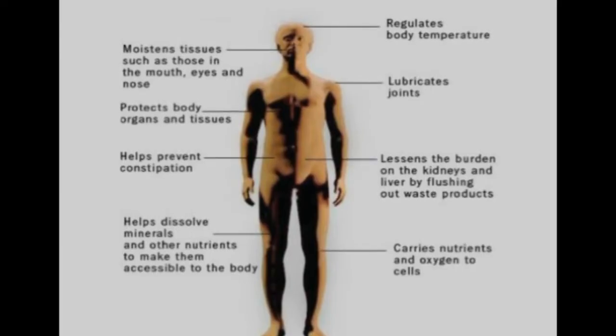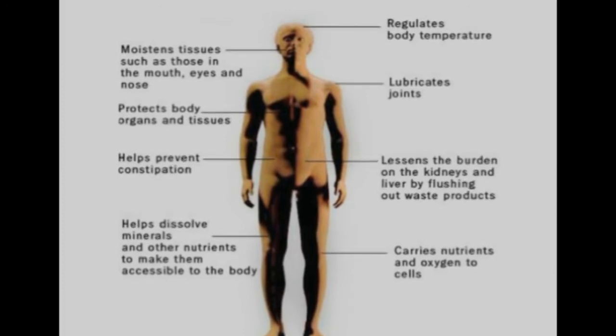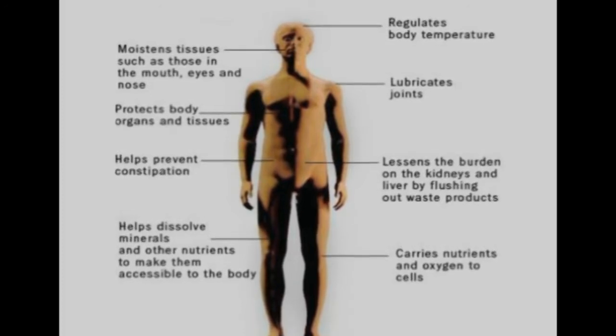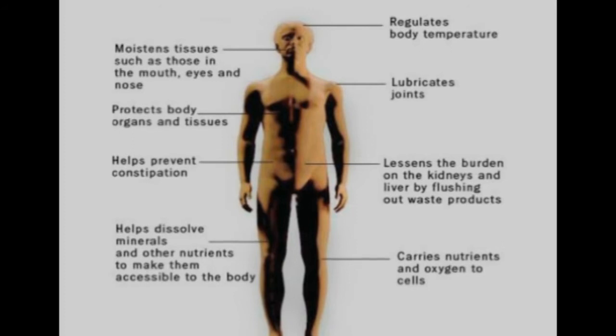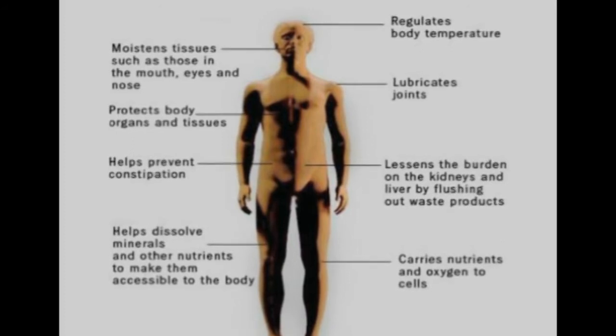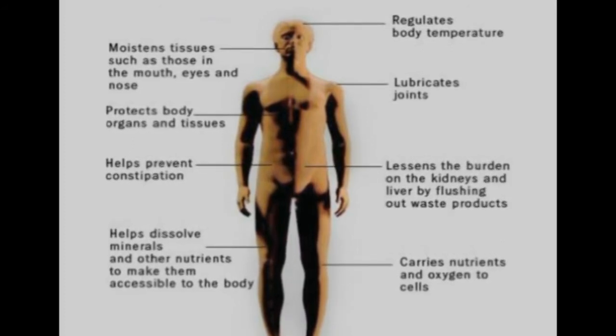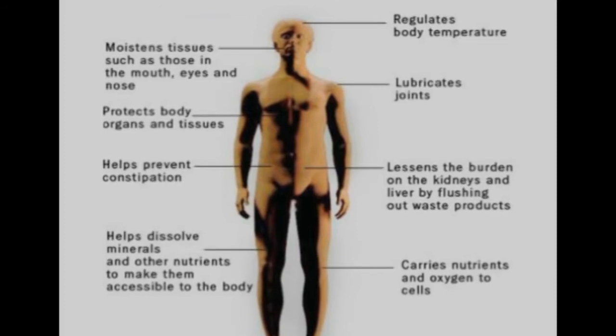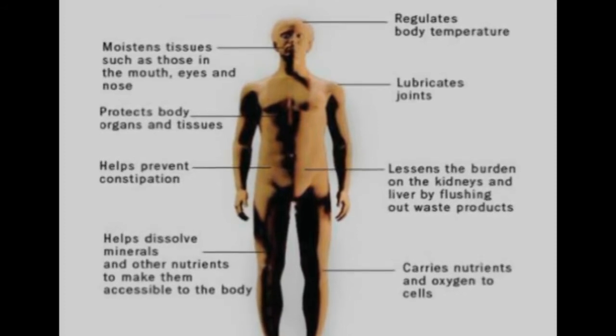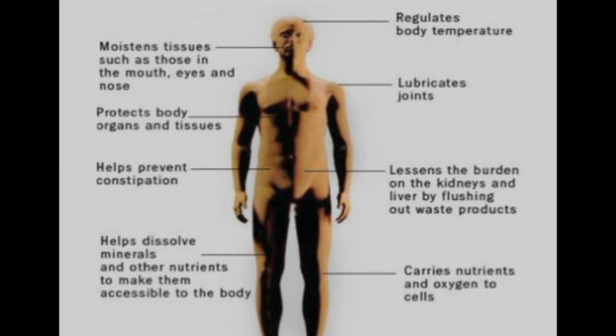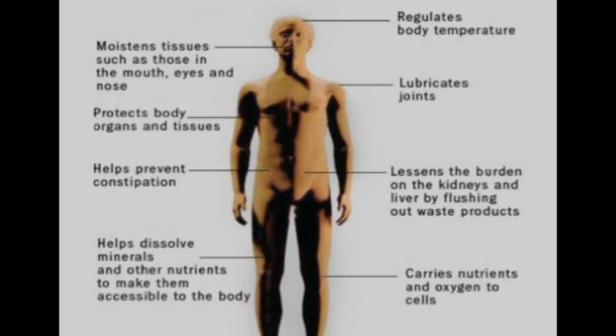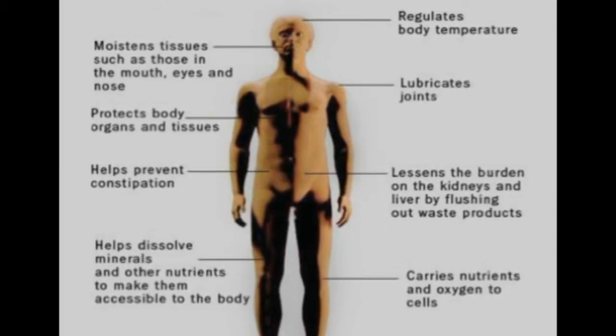If we just look at this figure, it will show us different functions of water. It regulates body temperature, it lubricates joints, it lessens the burden on the kidneys and liver by flushing out the waste products. It carries nutrients and oxygen at the cellular level. It moistens tissues, it protects the body, organs and tissues. It helps in preventing constipation. But if we look into the detail, we can classify the functions of water.